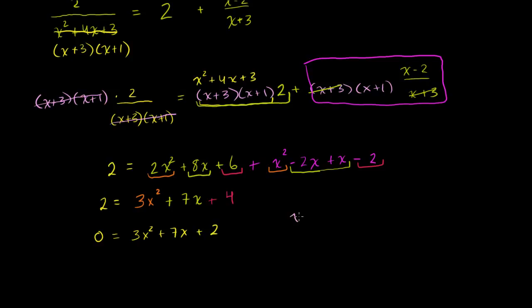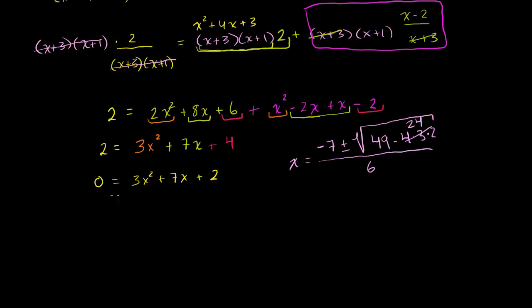So our solutions using the quadratic formula, x is going to be equal to negative b, which is negative 7, plus or minus the square root of b squared, that's 7 squared, which is 49, minus 4 times a, which is 3, times c, which is 2. All of that over 2 times a. Over 2 times 3 is 6. So what is this equal to? 4 times 3 is 12, times 2 is 24. So that right there is 24. What's 49 minus 24? What's 25?